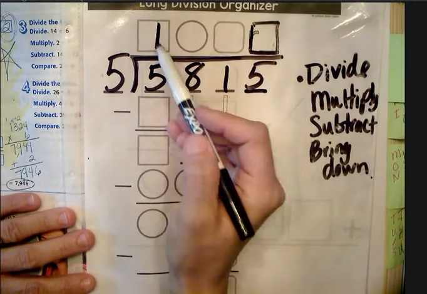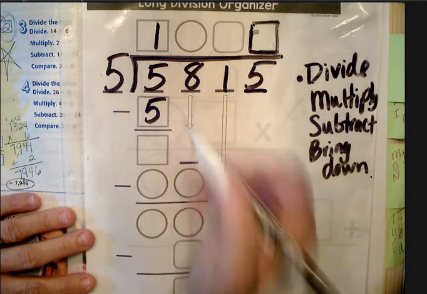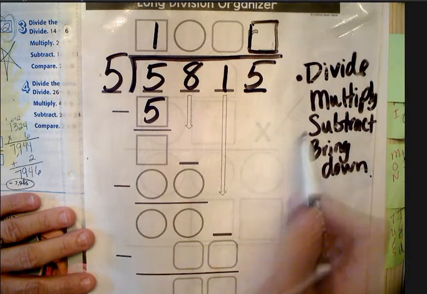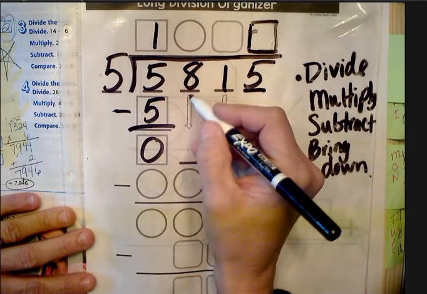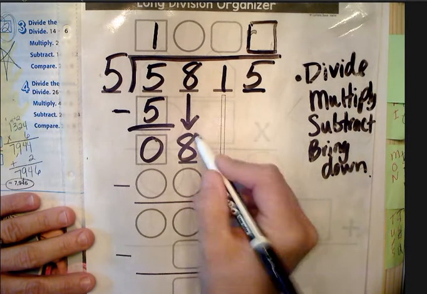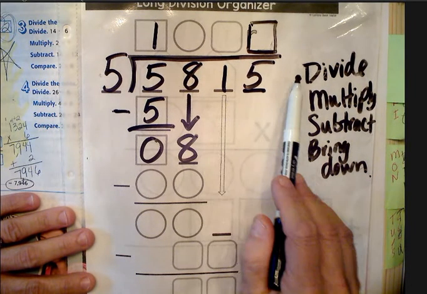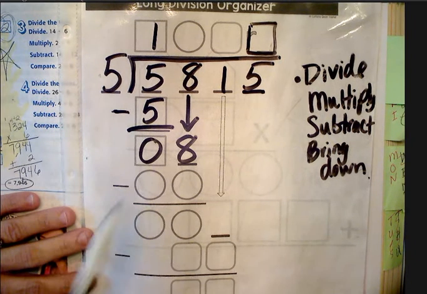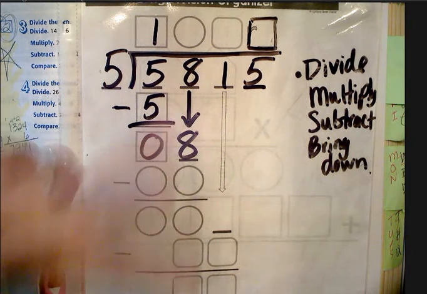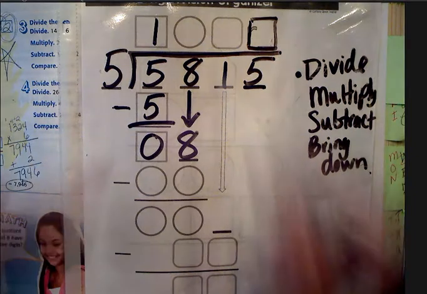1 times 5, we multiply and get our 5. Next step is subtract. 5 minus 5 is 0. Next step is bring down. We bring down this 8. And then we go back up to the top and we start again at divide. How many times does 5 go into 8? 5 times 1 is 5. 5 times 2 is 10. That's too big, so it's just 1 again.